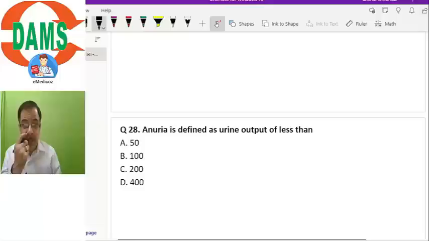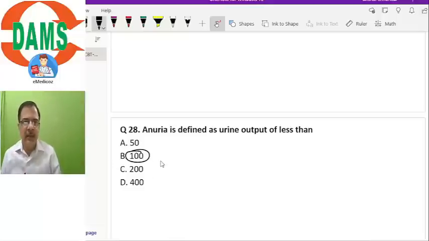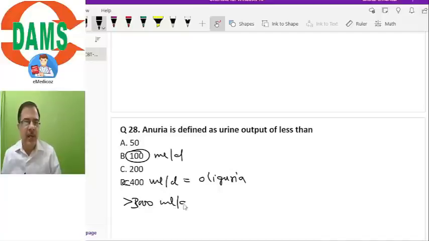Anuria is defined as urine output of less than 100 ml per day, while less than 400 ml per day is the definition of oliguria, and when it becomes more than 3000 ml per day, it is the definition of polyuria.